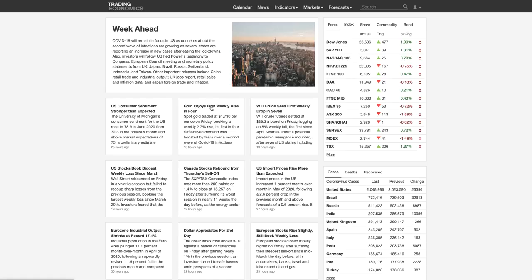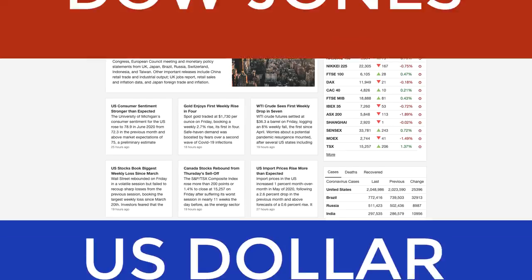So gold enjoys its first weekly rise in 4, so it's starting to take off, potentially a gain, especially now with the second wave potentially now affecting the world. So let's move on to now the technicals, and we start off as we usually do on the dollar index.